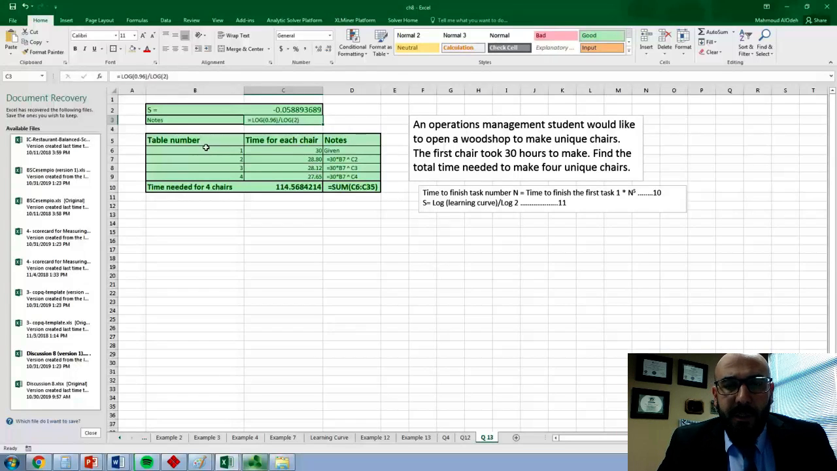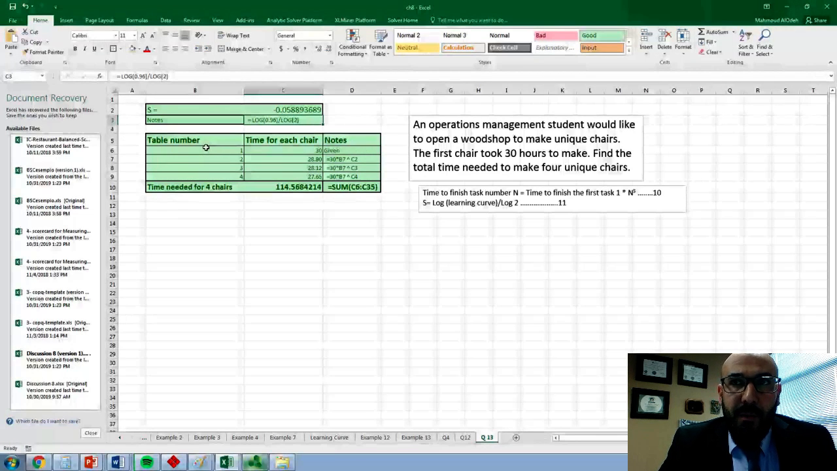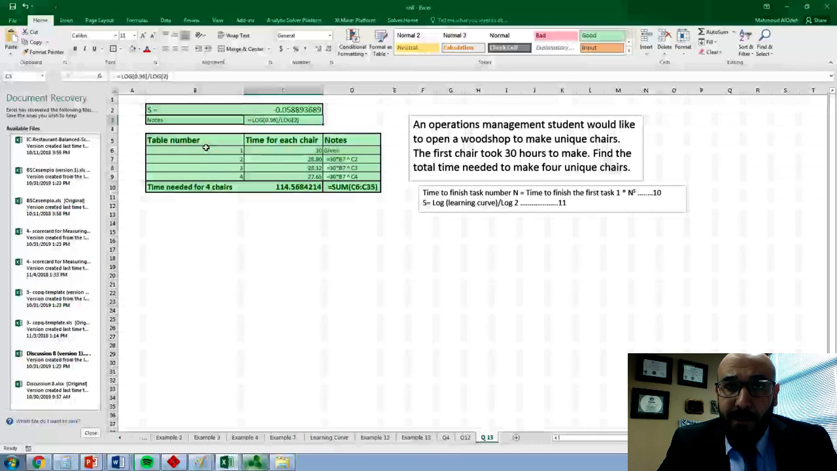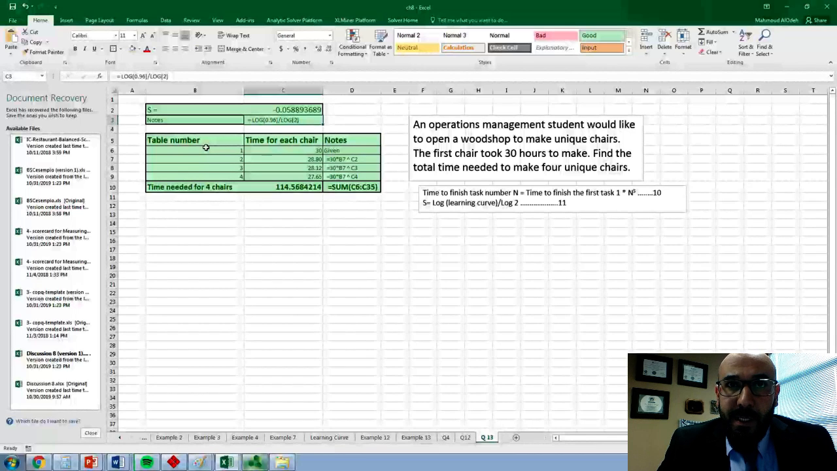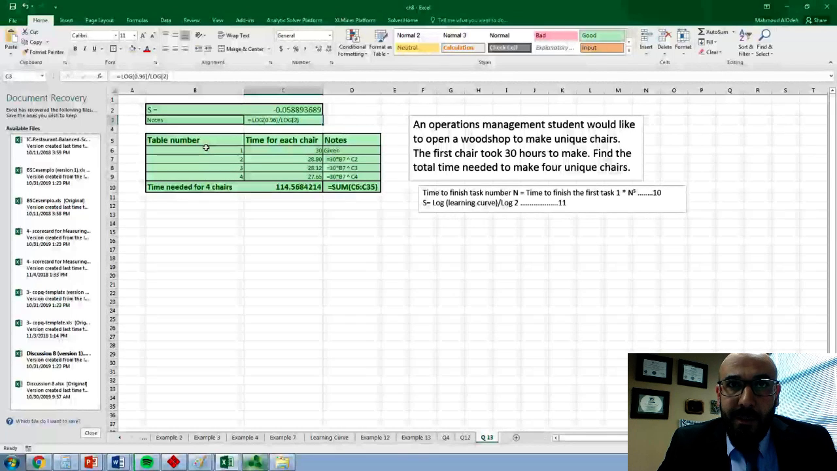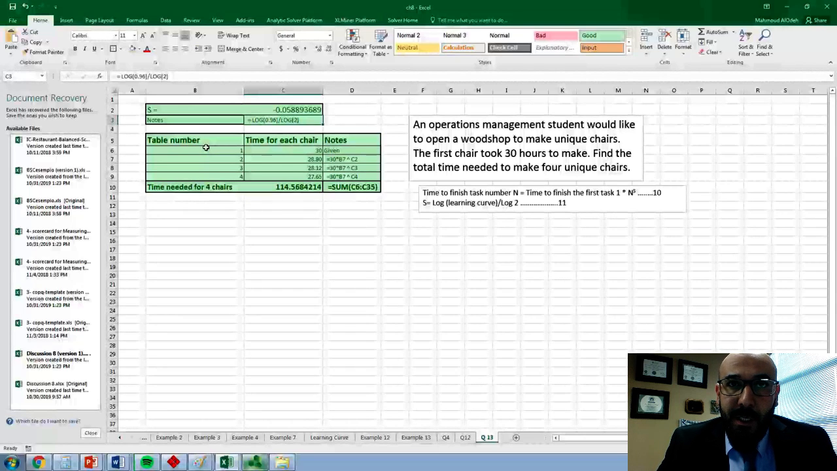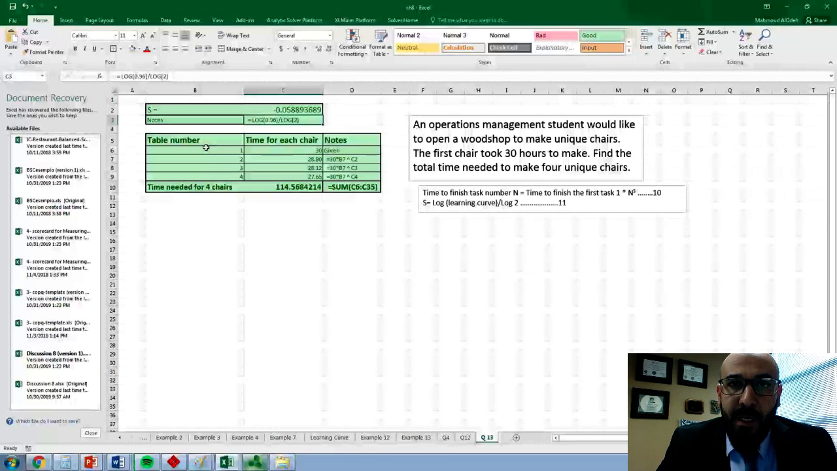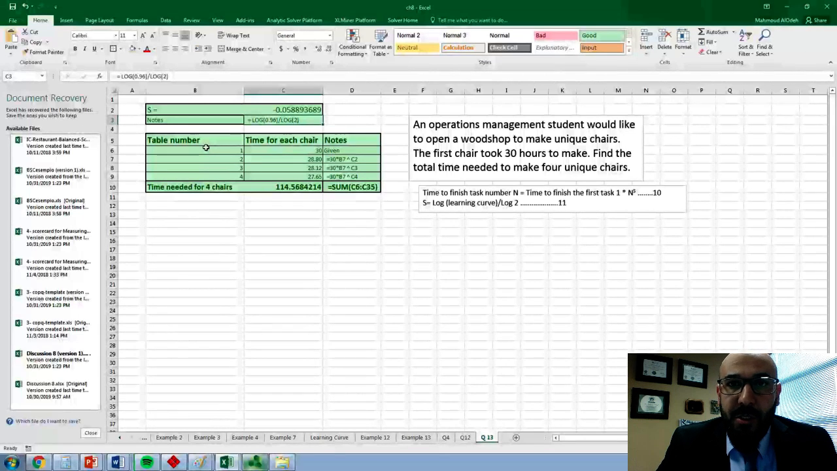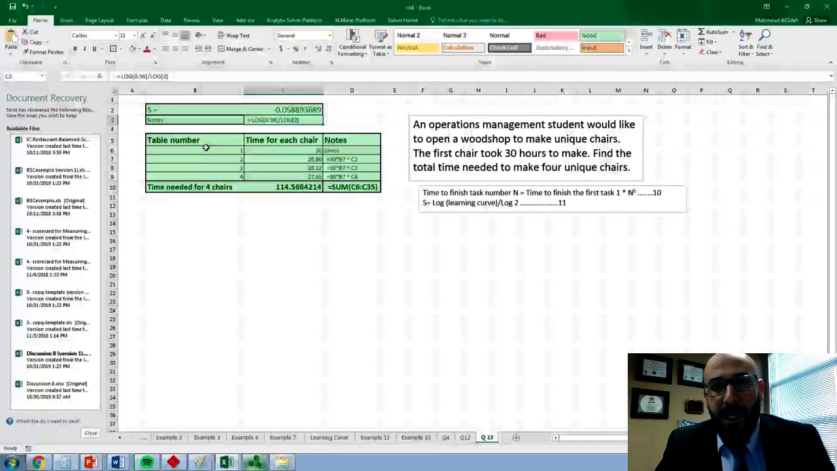Learning curve is one of the techniques that we use to predict the cost for the labor. Assuming that you're working on a project and you need to estimate what would be the cost of this project, of course you need to consider the labor cost as one of the main or major costs that affect or impact the success of your project.